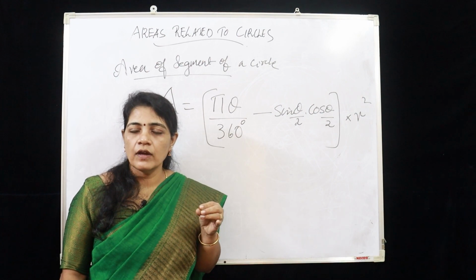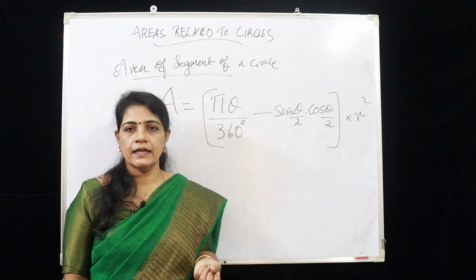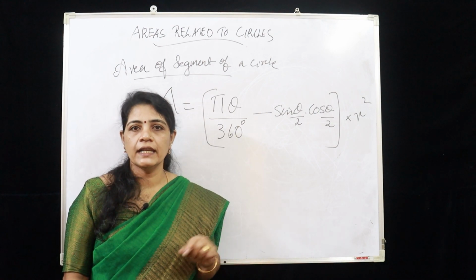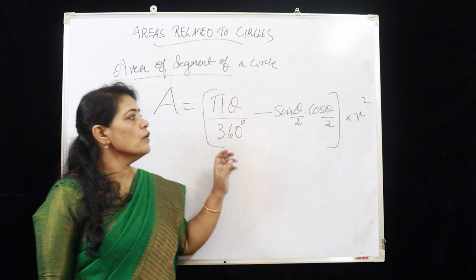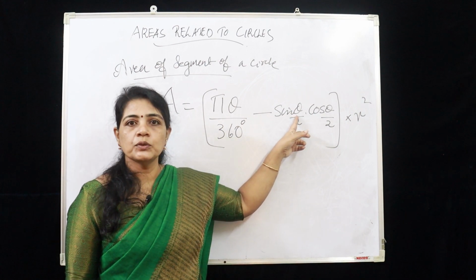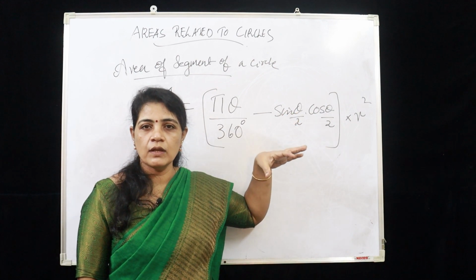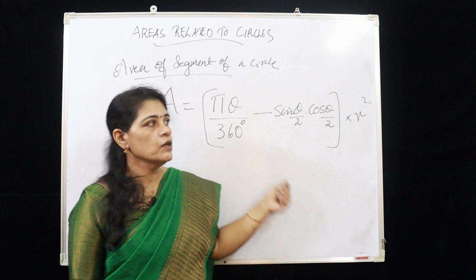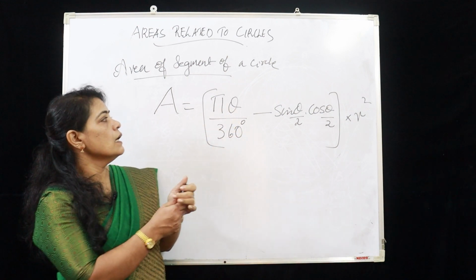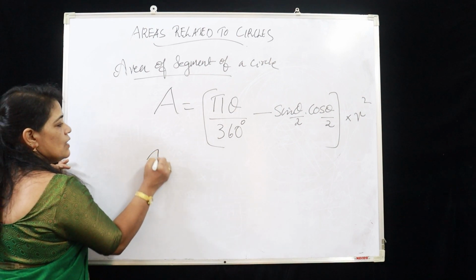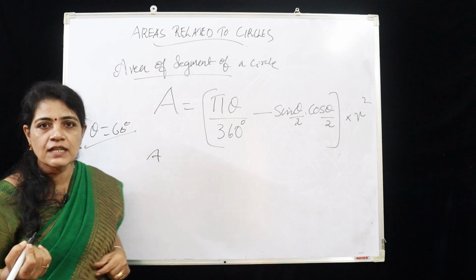This year we are going to calculate the area of the segment when theta is equal to 60 degree and when theta is equal to 90 degree. First, I am going to explain the area of the segment for theta is equal to 60 degree. Here you have to substitute 60 for theta. What will be the area of the segment?